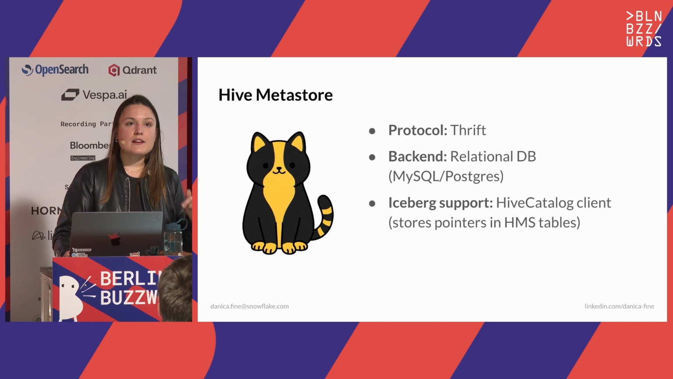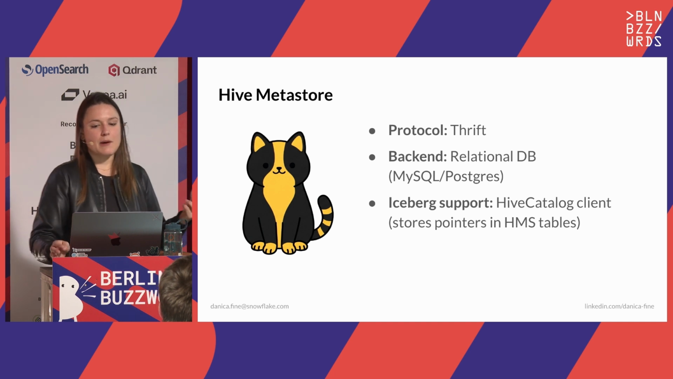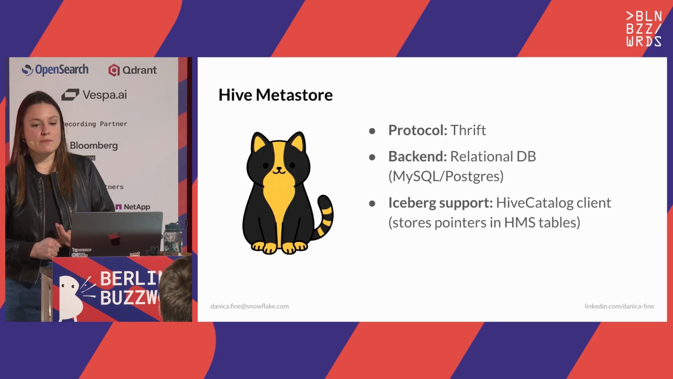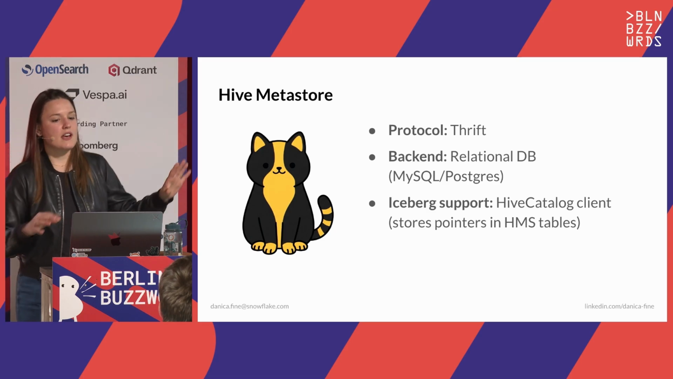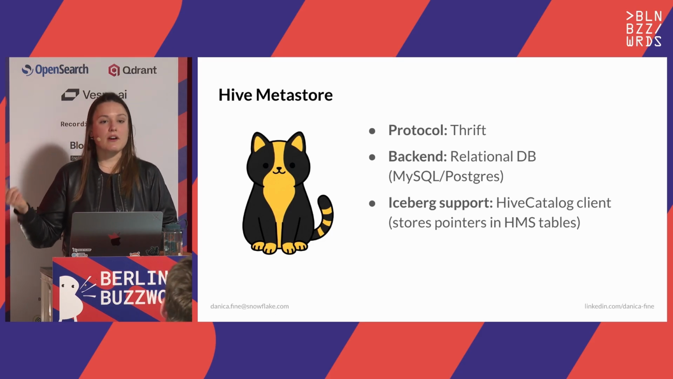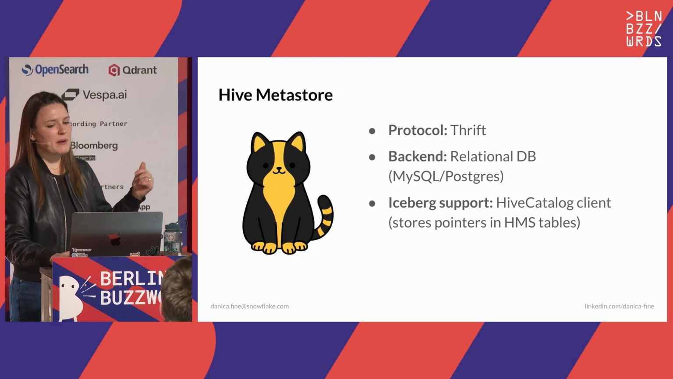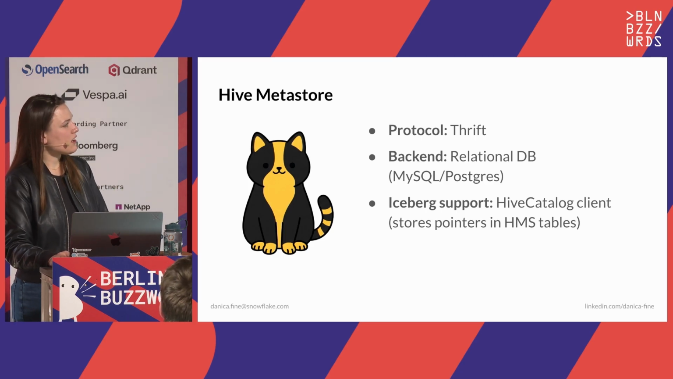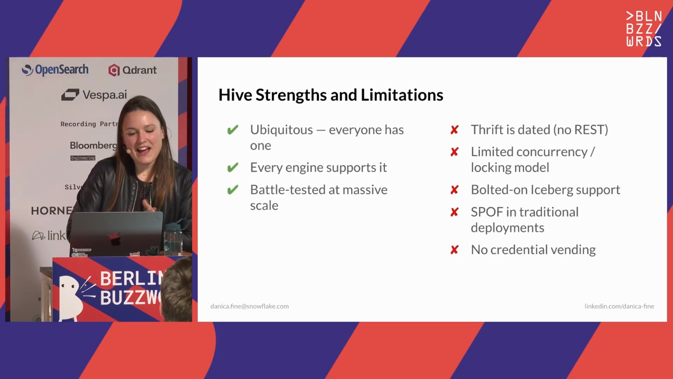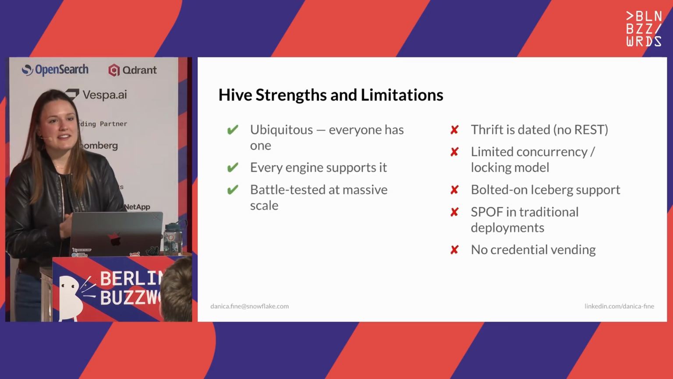One thing that's worth calling out is how it handles concurrency. HMS uses a database level lock for its metadata pointer updates. That's coarse-grained, and you can compare that to the REST catalog's optimistic concurrency with compare and swap, right? But it handles the multi-engine environment just a little bit better. Okay, adorable cat. All right, strengths. It is everywhere, right? It is the incumbent.